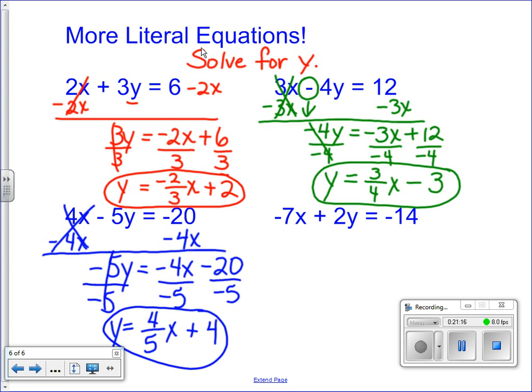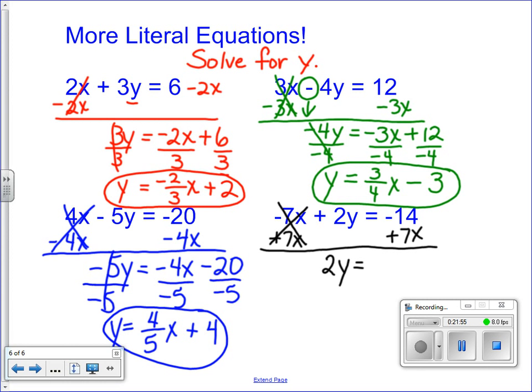All right, one more. This time I have negative 7x plus 2y equals negative 14. First thing I do, as I've done in the others, is to move the x term to the other side. Now in this example, my coefficient is negative 7, so I have to add the opposite, which would be a positive 7x to both sides. Negative 7x plus 7x is 0. 0 plus 2y is 2y.